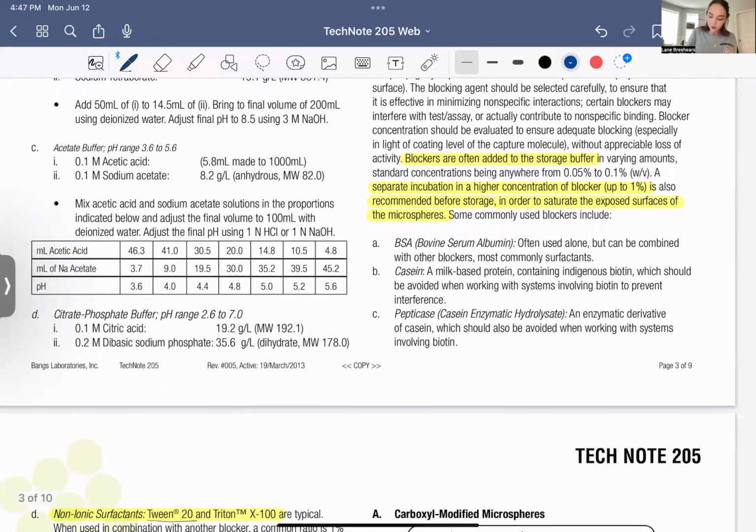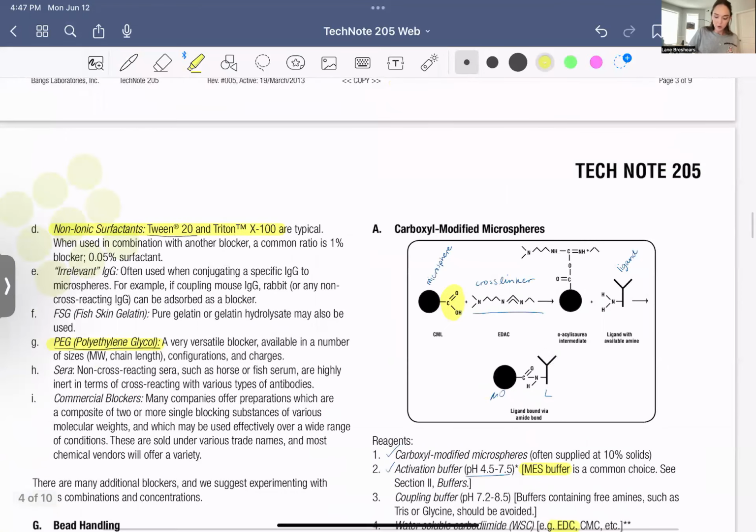Commonly used blockers include BSA, casein, peptidase, non-ionic surfactants. This one is very useful. I've used this a lot, particularly Tween 20. Sometimes it can decrease your aggregation so much that it will hamper your sensitivity and the amount of signal you're producing, but it is also very useful at decreasing self-aggregation.